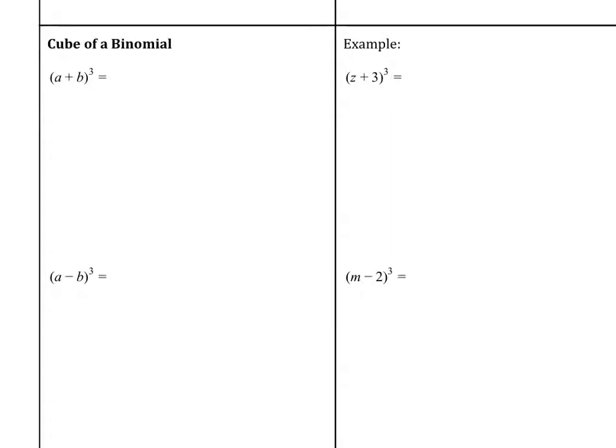So let's do a cube of a binomial. This pattern, let me just give it to you, is a cubed plus 3a squared b plus 3ab squared plus b cubed. And then for a minus b cubed, that is a cubed minus 3a squared b plus 3ab squared minus b cubed.